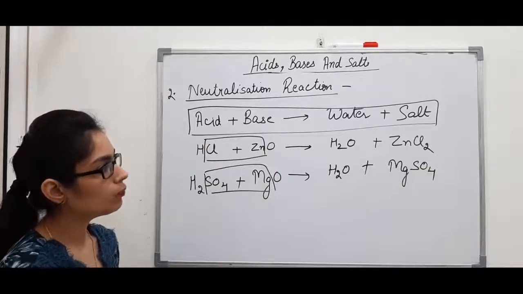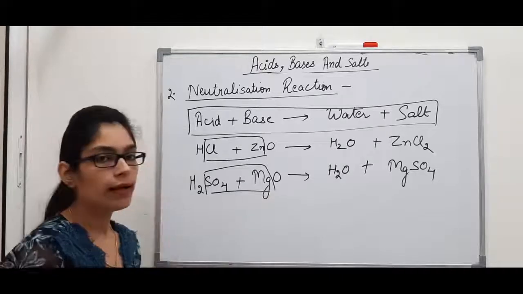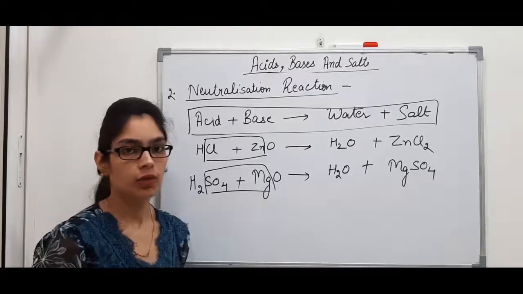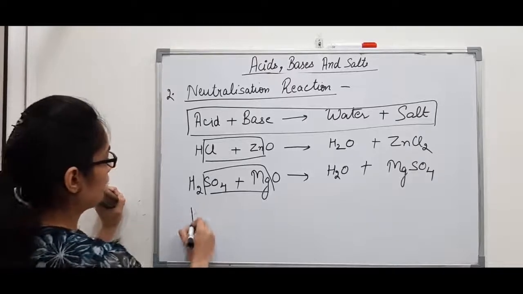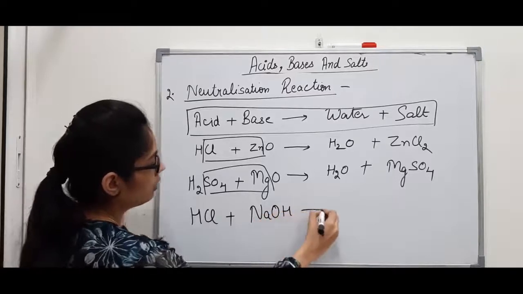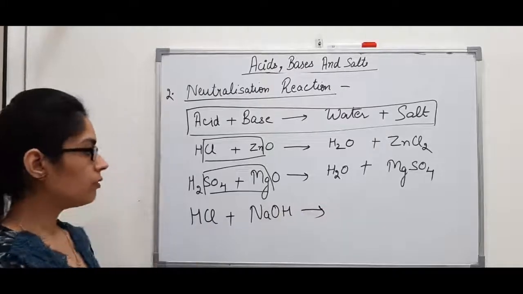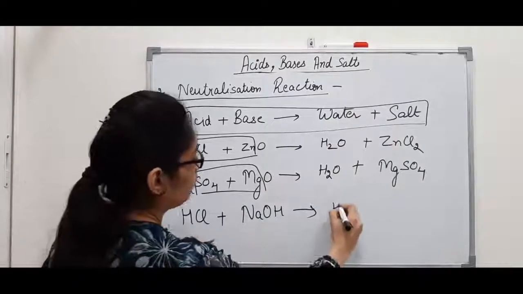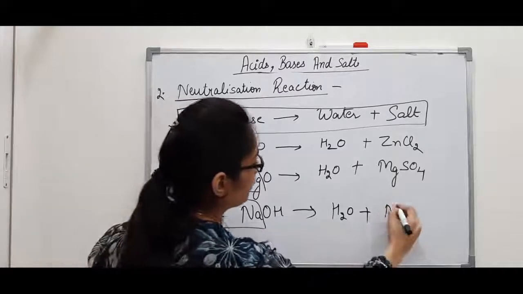Now let's take one more example. See, as of now I am not balancing the equations. I am just trying to make you understand the concept. If you want, you can just try to balance the equations also. So now let's take HCl, sodium hydroxide we can use. See, if you want, you can take different acids and different bases and you can perform different chemical reactions. See, products will be the same. Water plus salt, which is sodium chloride.